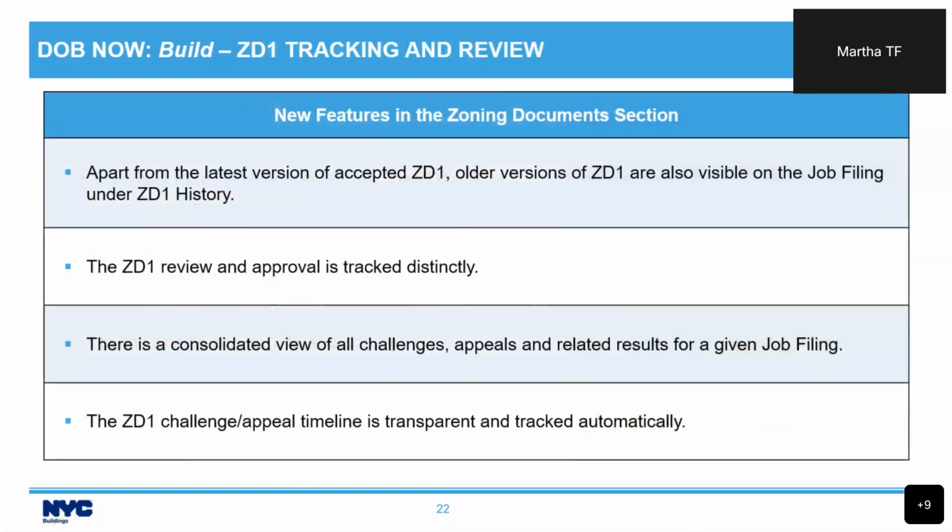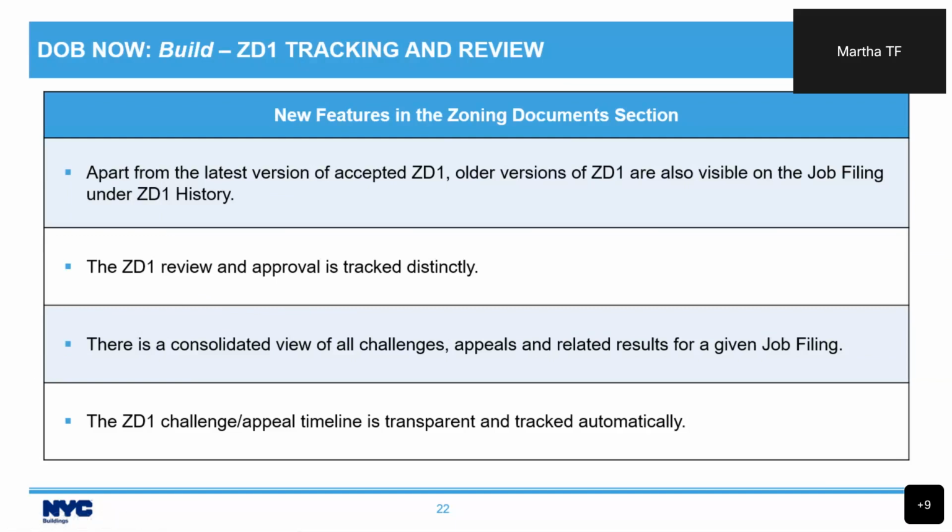Now, we've made some really minor changes to the zoning document section, but I want to explain the purpose of them. Apart from the latest version of the accepted ZD1, you now can see older versions of the ZD1 visible on the job filing, and it'll show up under ZD1 history. We're now tracking the ZD1 review and approval distinctly by itself. There will also be a consolidated view of all challenges, appeals, and related results for a given job filing. And this ZD1 challenge and appeal timeline is transparent and tracked automatically.